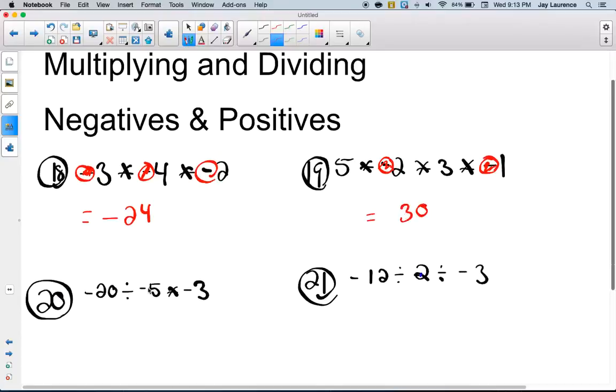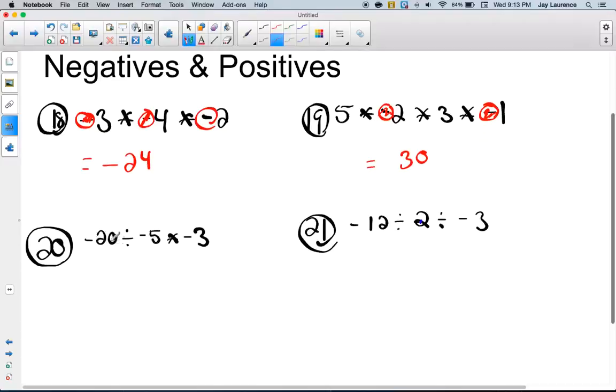This works for division and multiplication. So on this problem, number 20, I've got a negative 20 divided by negative 5. Those two negatives cancel each other out. And then I have a negative here that can't cancel. It doesn't have a partner. So following the order of operations, I go left to right. 20 divided by 5 is 4 times negative 3 is going to be a negative 12 because this negative here can't cancel out. There's no way to cancel with.